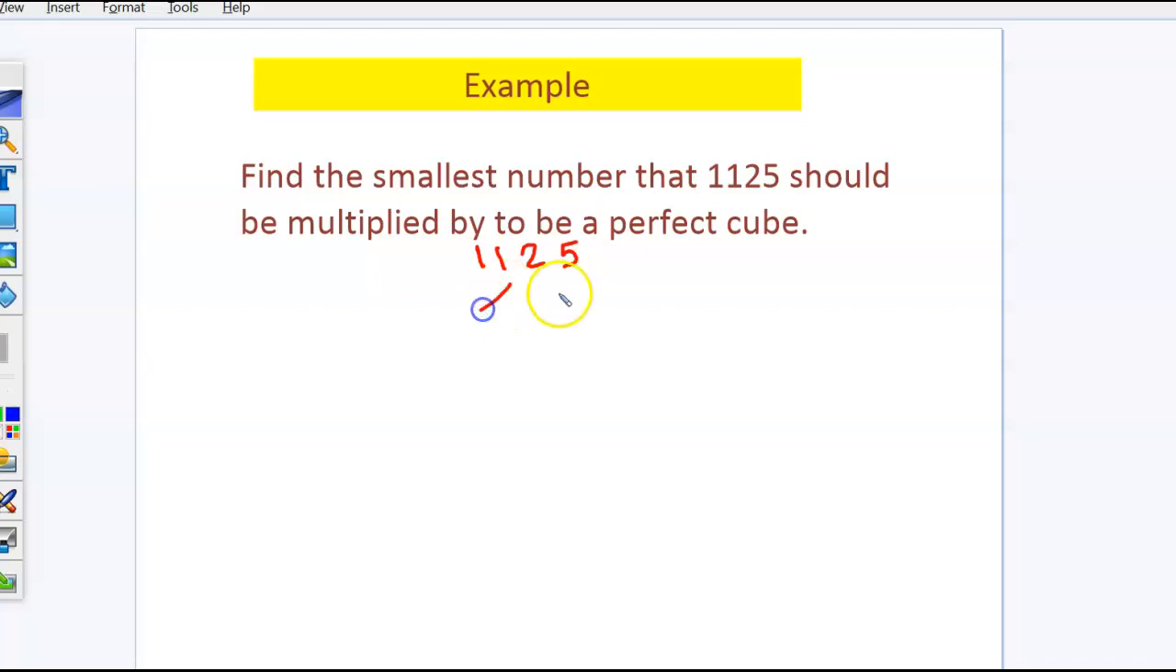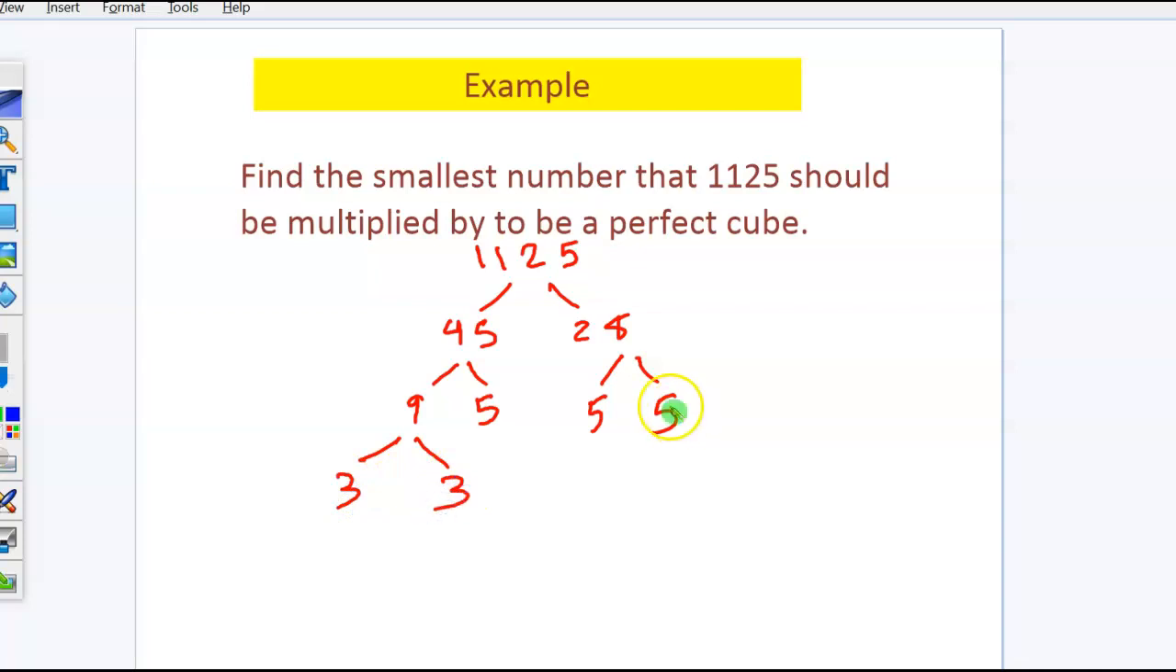And 1125 breaks down into 45 times 25. 45 is 9 times 5, and 25 is 5 times 5, and 9 is 3 times 3. So now if we write our prime factors, I have 3 5s, and I only have 2 3s.